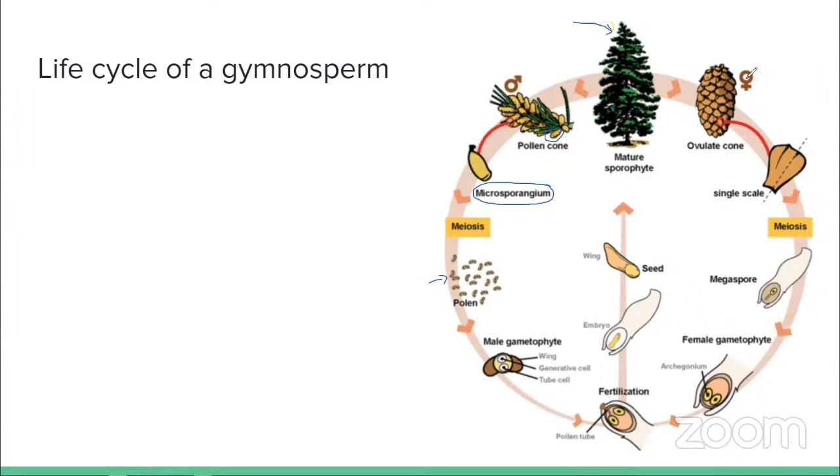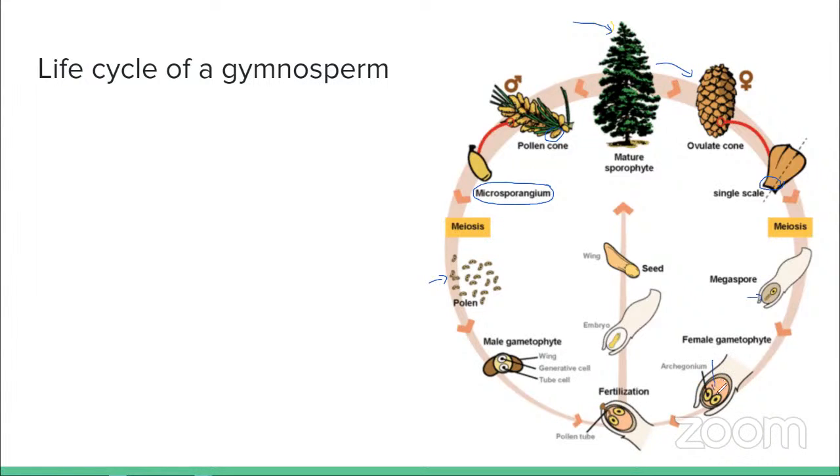So let's go over to the female side next. On the female side, we're producing an ovulate cone. So that's our female structure. If we were to pull off a single scale, we would see an ovule at the bottom. So that's our location for meiosis in the ovulate cone. Here we see our megaspore, and we see that developing female gametophyte inside.